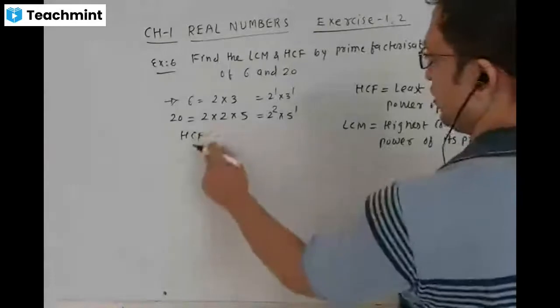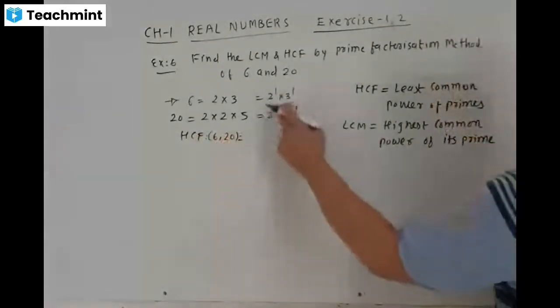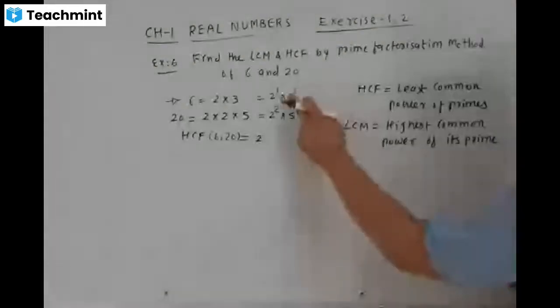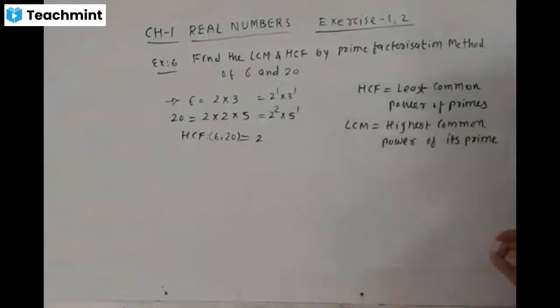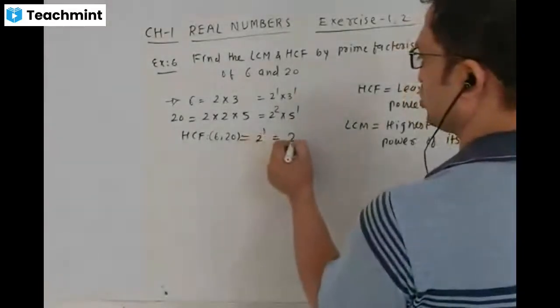HCF of 6 and 20: least power. 2 raised to 1, 2 raised to 2, that is only 2 raised to 1. 3 raised to 1, and 3 does not appear in 20, so there is no common factor. That is equal to 2 raised to 1, that is 2.